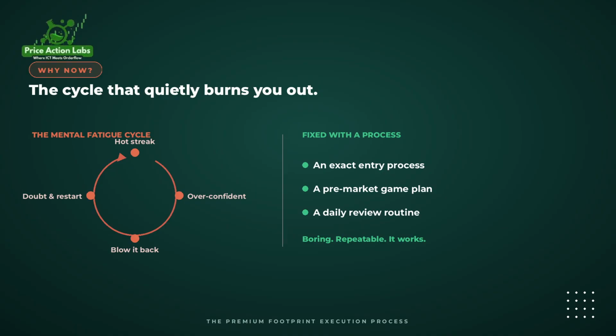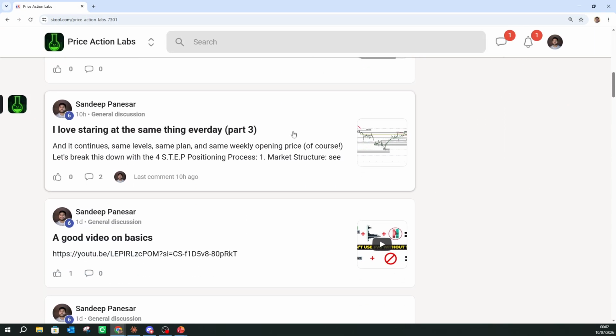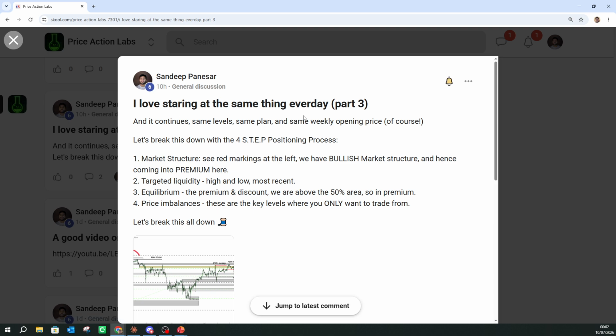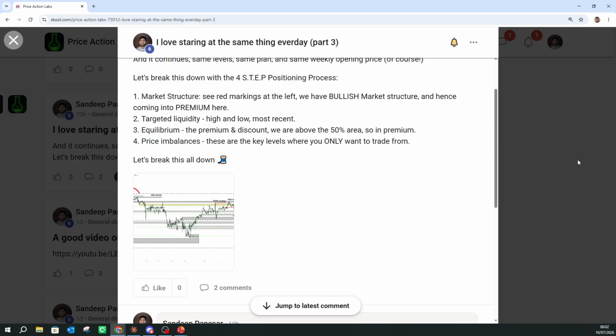In fact, I'll show you how boring it is. I even highlighted my own boringness in the community, because I actually said, I love staring at the same thing every day, part 3. It's the same levels from Tuesday, Wednesday, and then Thursday. It's the same couple of levels every week. Your job is to find the levels, know what's going on in the levels, and then know when to execute at the levels.